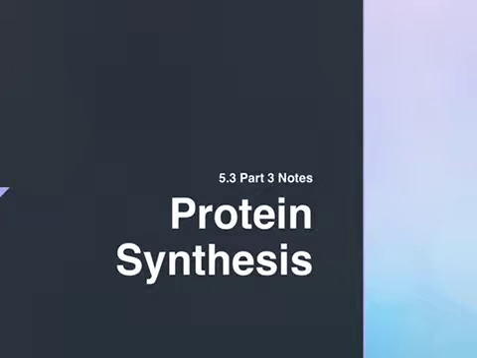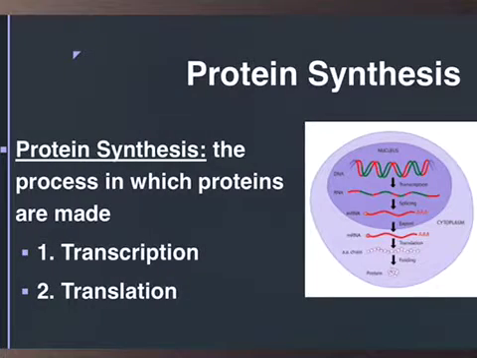Now that we've gone through how to decode the genetic code, we're going to look at how proteins are actually built. The process of building proteins is called protein synthesis, and it takes place in 2 steps. The first step is called transcription, and the second step is called translation. A way to remember that transcription happens first is that transcription is first alphabetically because of the C in it compared to the L in translation.